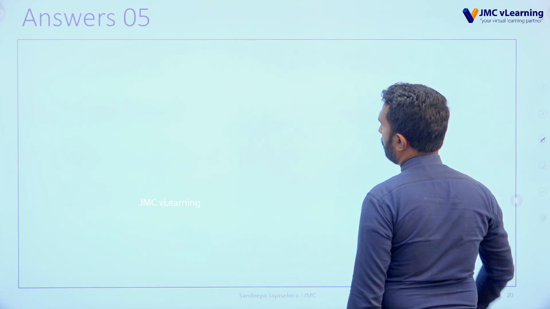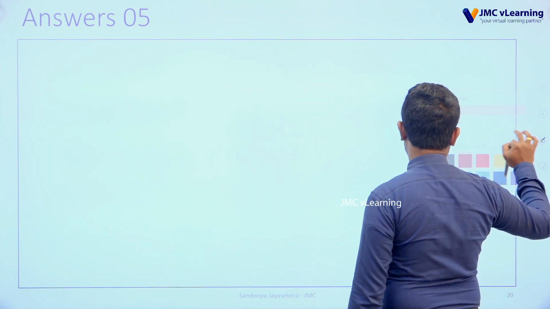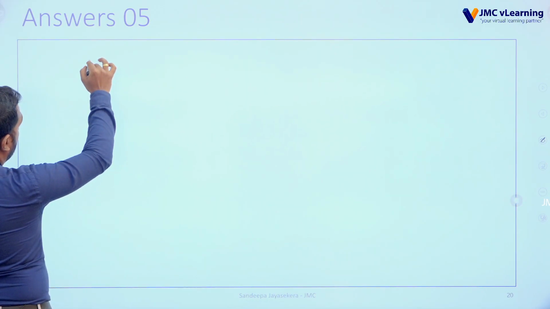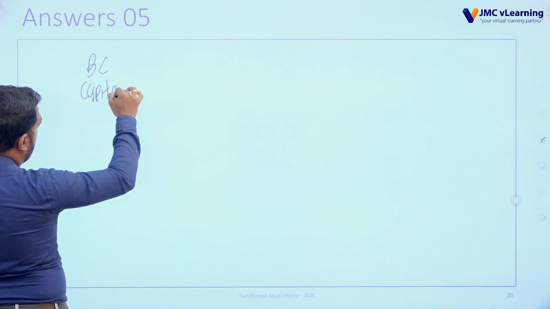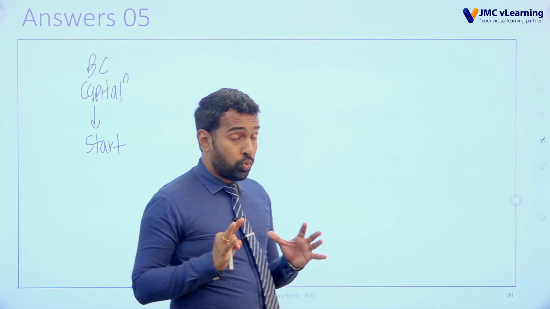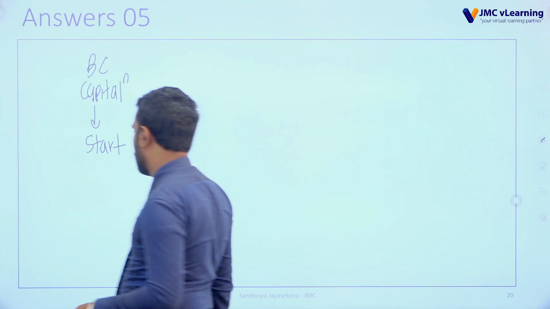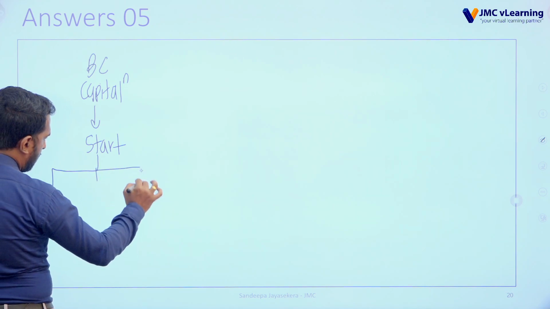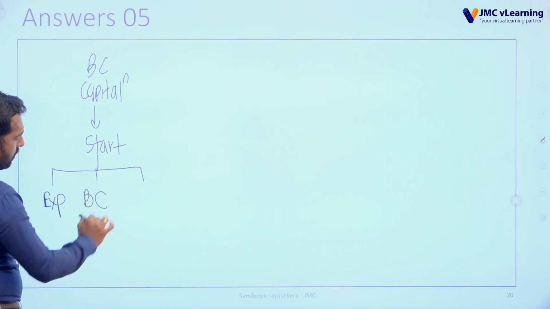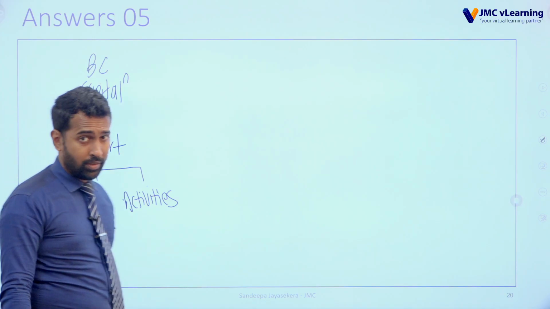When to start and when to stop. Okay. Now guys, when to start? We are looking at the borrowing cost capitalization starting point. For you to start borrowing cost capitalization, you need to ensure three things. There are three criteria. One criterion is what we call the expenses. Second criterion is what we call the borrowing cost. Third criterion is what we call the activities.